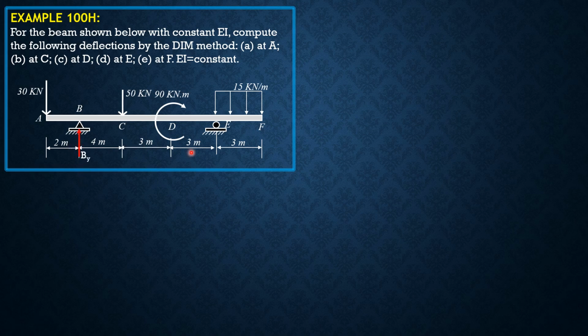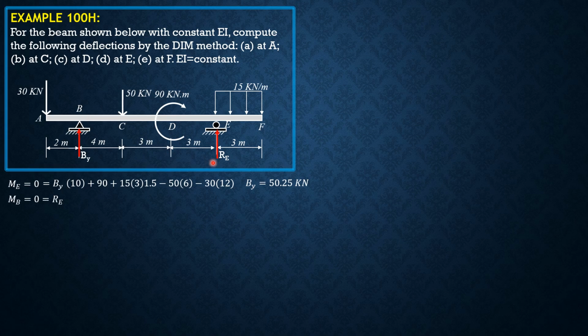Let's call this By and this one Re. Bx is 0, of course. So summation of moment about E equals 0. So we have By times 10 plus 15 times 3 times 1.5 plus 90, then minus 50 times 6 minus 30 times 12. So solving for By equals 50.25 kilonewtons.